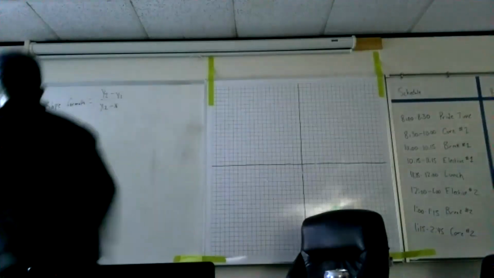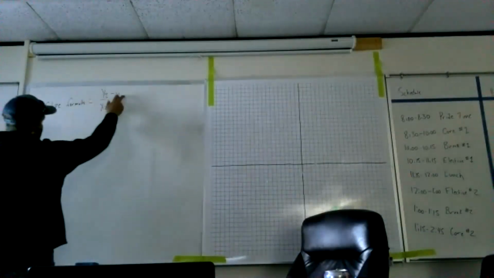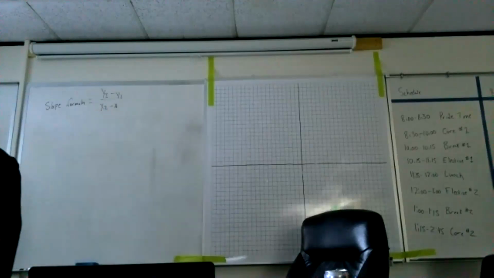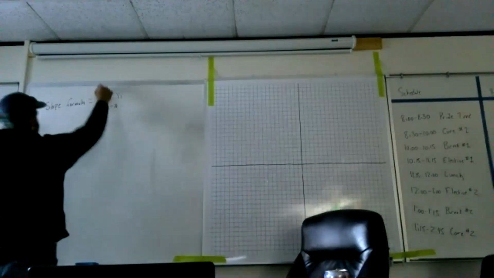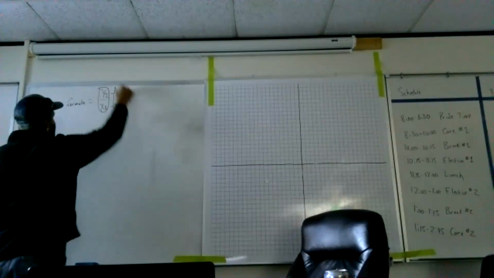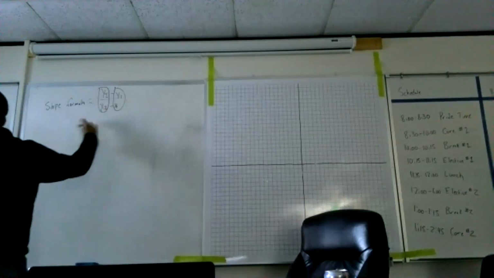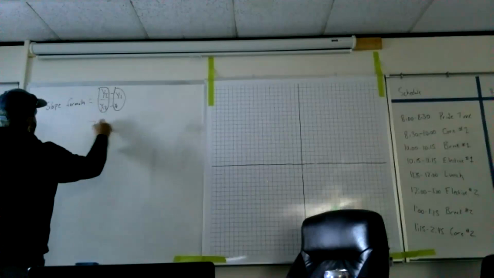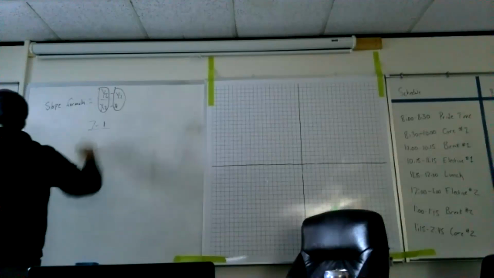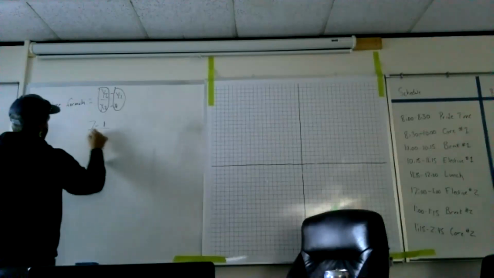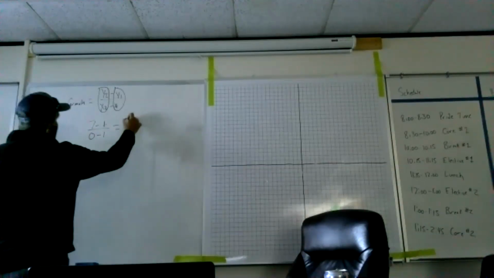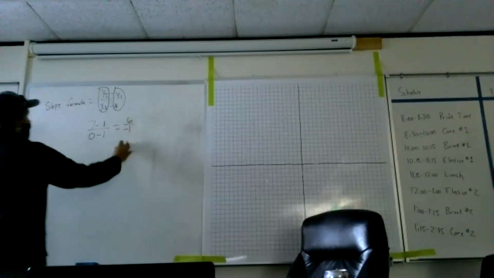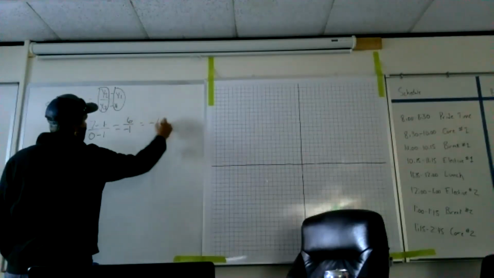Okay, first thing, slope formula is y2 minus y1 over x2 minus x1. Okay, and remember, it doesn't matter which points we select as long as these are an ordered pair and these are an ordered pair. So I'm going to go 7 minus 1 up, and then 0 minus 1 on the bottom. That gives me 6 over -1. So my slope is equal to a -6.